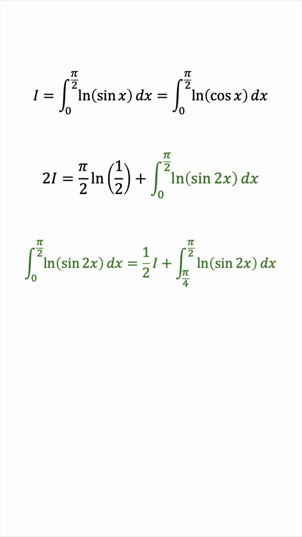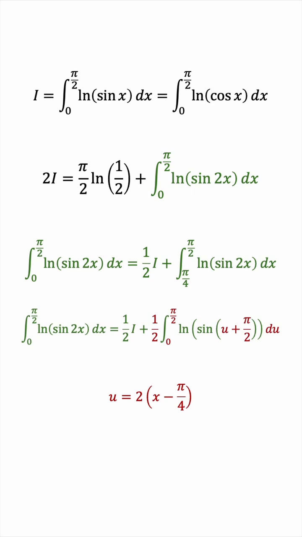In other words, to solve this integral, the substitution we will use is u equals twice x minus pi over 4. du will be 2 dx again, and the integral in terms of u will now be the integral from 0 to pi over 2 of the natural log of sine(u plus pi over 2). Try to solve for x in terms of u and verify that this is the case.